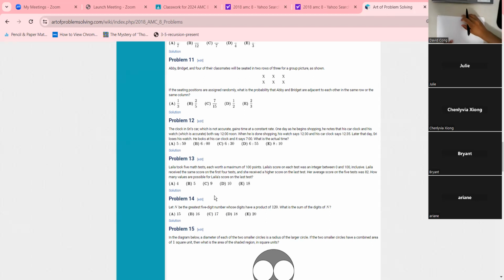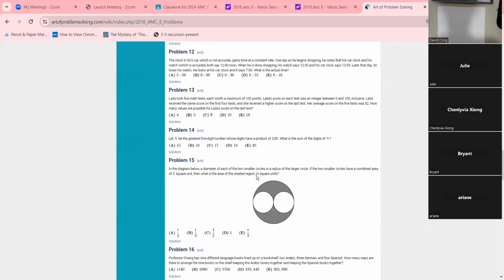And for question 15, in the diagram below, a diameter of each of the 2 smaller circles is the radius of the larger circle. If both small circles have a combined area of 1 square unit, what is the area of the shaded region in square units?